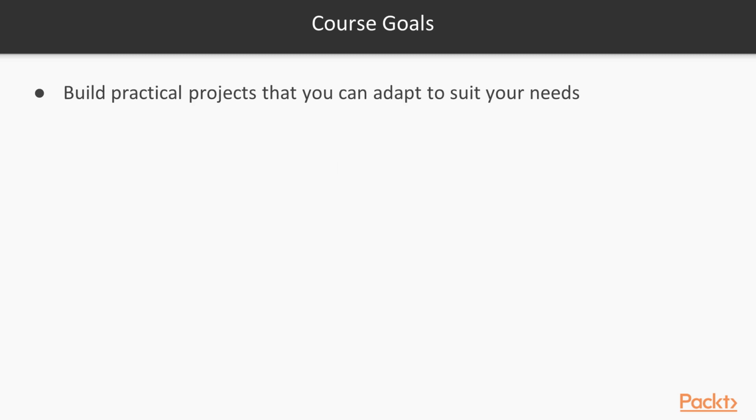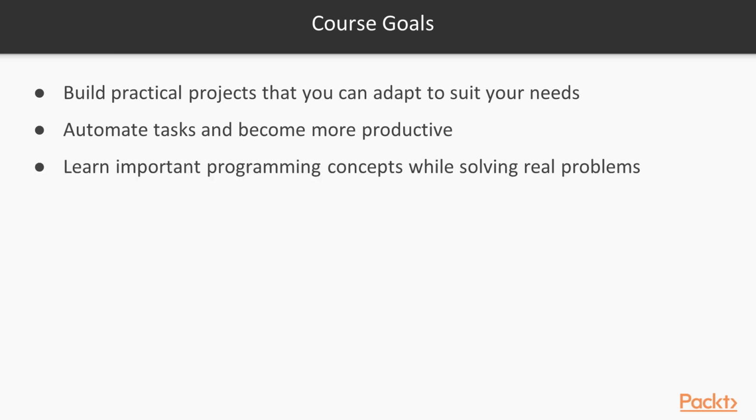Now let's go into the goals of the course. So what are the goals? The goals are so you can build practical projects that you can adapt to suit your particular needs, so you have the tools to be able to do that. You'll be able to automate tasks and become more productive as a result of that. You learn important programming concepts while solving real problems. As we go along and do these projects, you're going to be learning some very important concepts like object-oriented programming, loops, data types, etc.